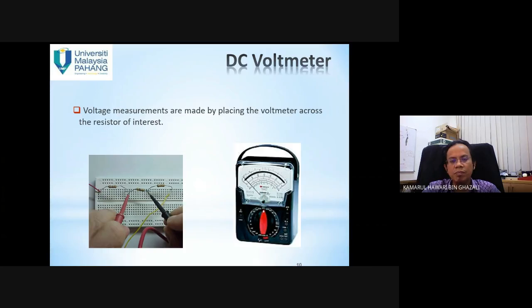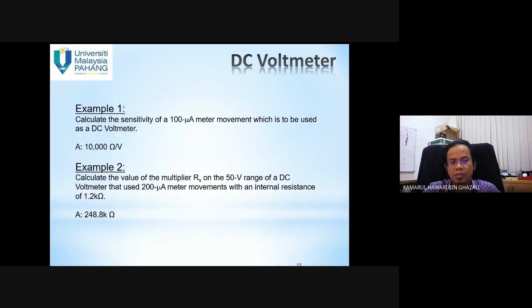Voltage measurements are made by placing the voltmeter across the resistor of interest. So this is how you measure the voltage across the resistance. If you wrongly place the probe, then you cannot get the correct reading, maybe even no reading at all. So this is an example.